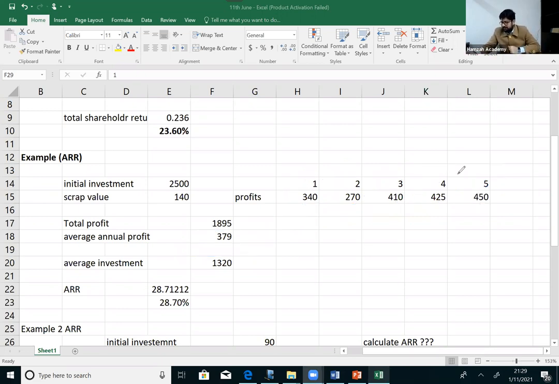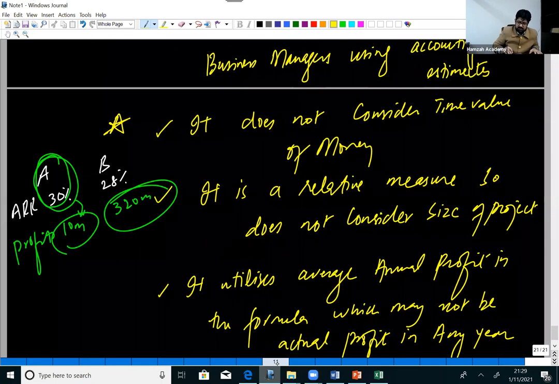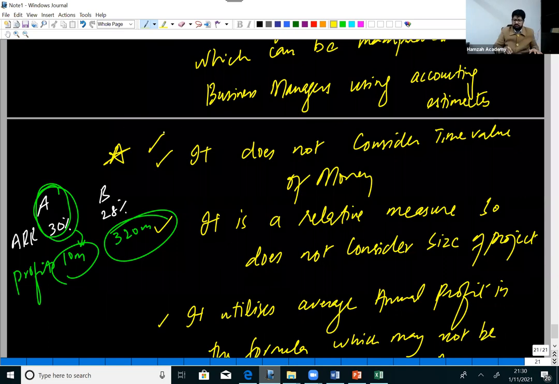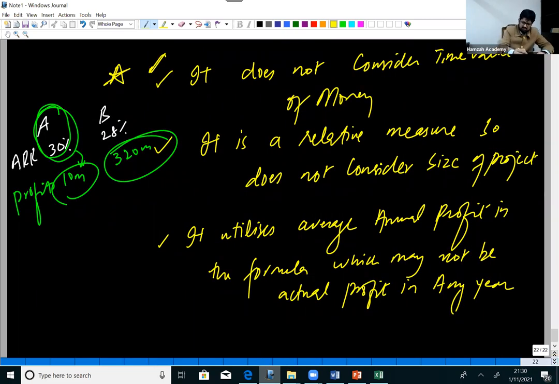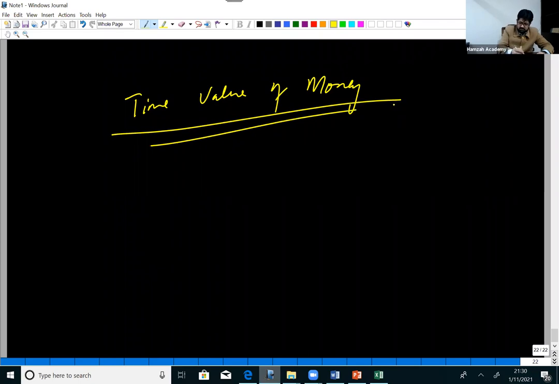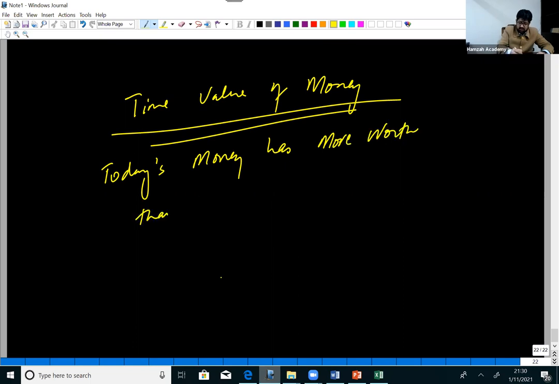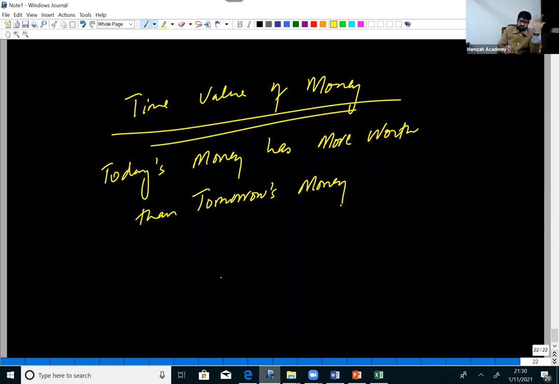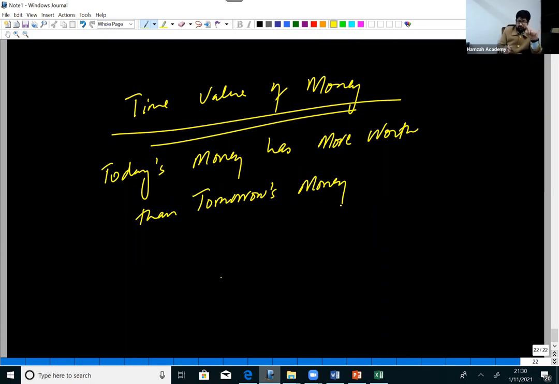Now, the next. Last point, which I didn't explain. Time value of money. Friend, what is time value of money? Students, today's money has more worth than tomorrow's money. If I say you have option, take 1 million today or take 1 million tomorrow. What is preferable? Today. Why? Because of time value of money.